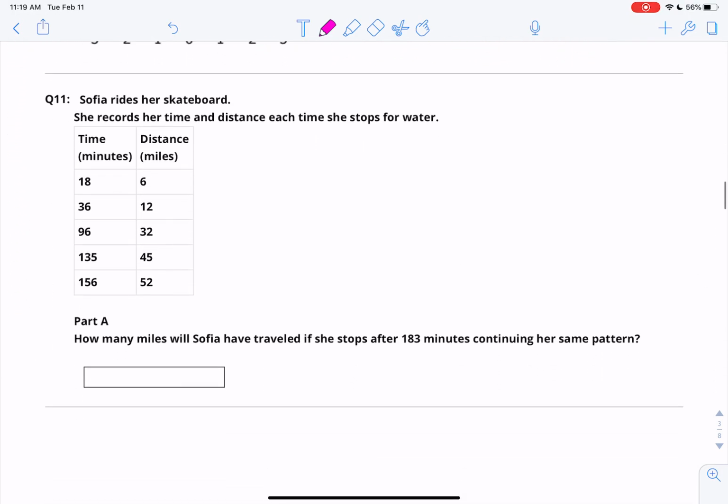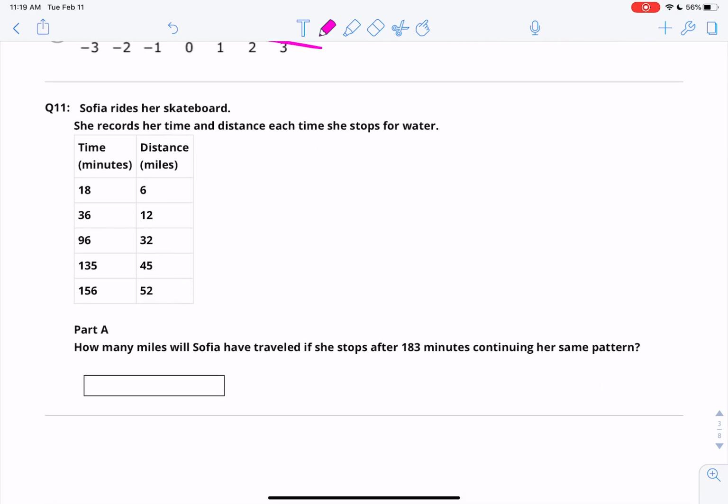All right, 11. Sophia rides her skateboard. She records her time and distance, and each time she stops for water. How many miles will Sophia have traveled at 183 minutes? So first, I have time and I have distance. And we want to know how far in 183 minutes. So 183 minutes is going to go under time. And if I look, I want to see a pattern and find my unit rate. And I notice, what can I do to the 6 to make it an 18, or what can I do to the 18 to make it into a 6?